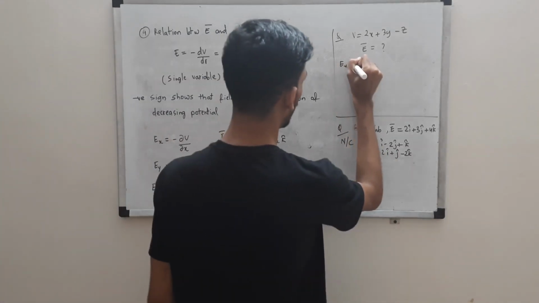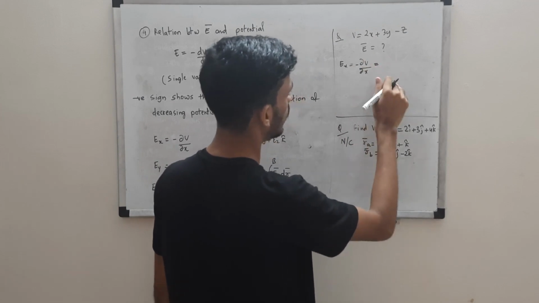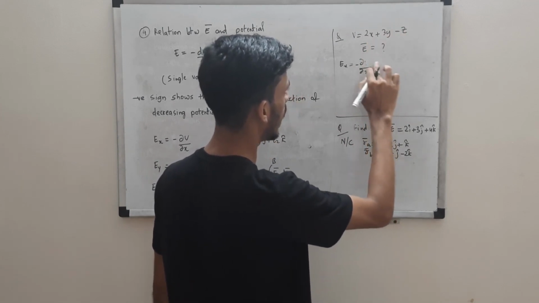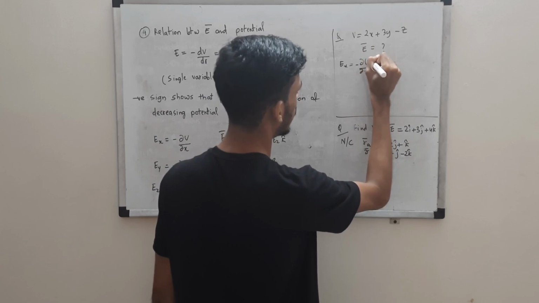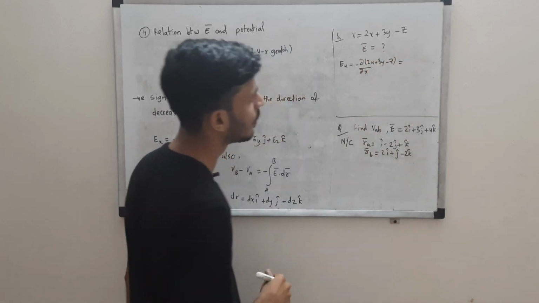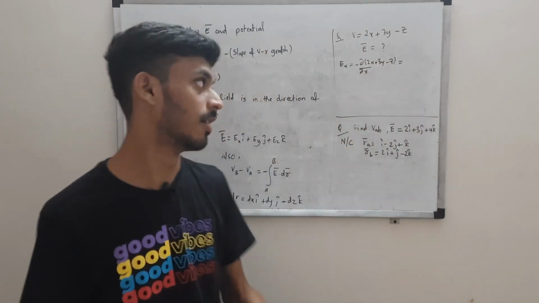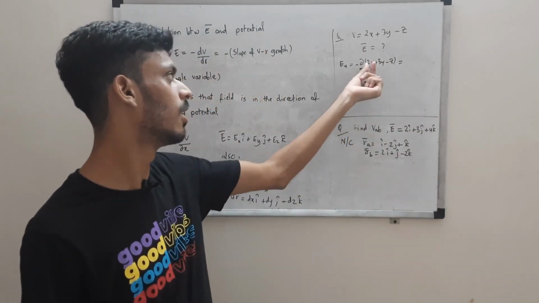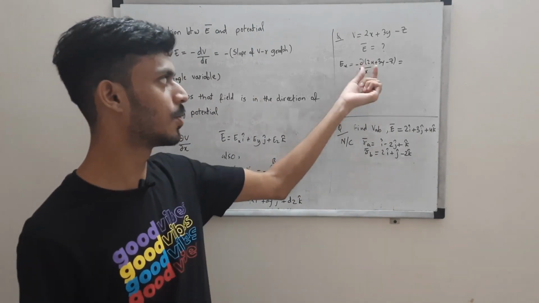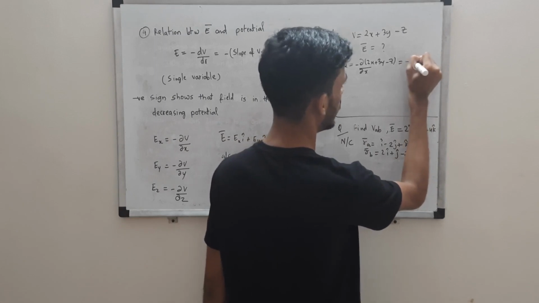Okay, so Ex will be found as minus dv by dx, right? So differentiate this with respect to x only. In case of v I can write it like this, right? So what does this give you? 3y is a constant, z is also constant with respect to x, so the only variable here is 2x. Differentiating 2x gives you 2, and here there is a minus sign.